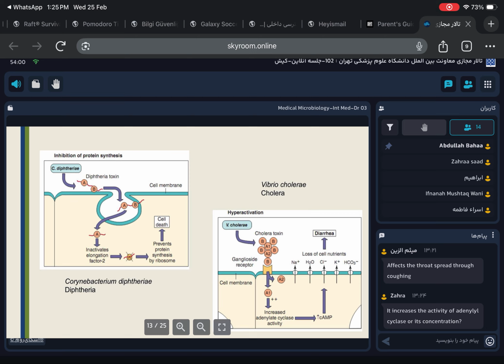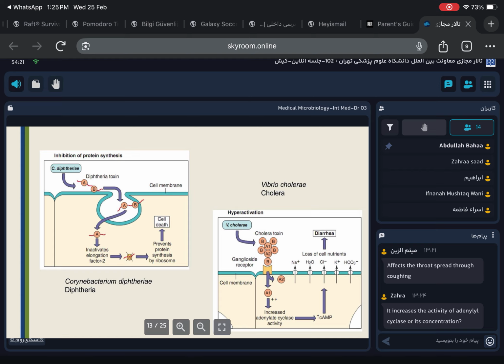We have another toxin, which is called diphtheria toxin, as you can see in this picture. It is produced by Corynebacterium diphtheriae. Are you familiar with Corynebacterium diphtheriae? It's the causative agent of diphtheria.